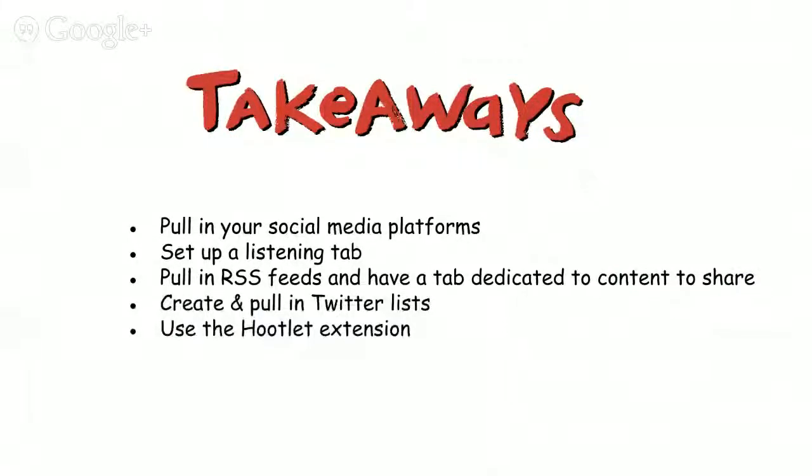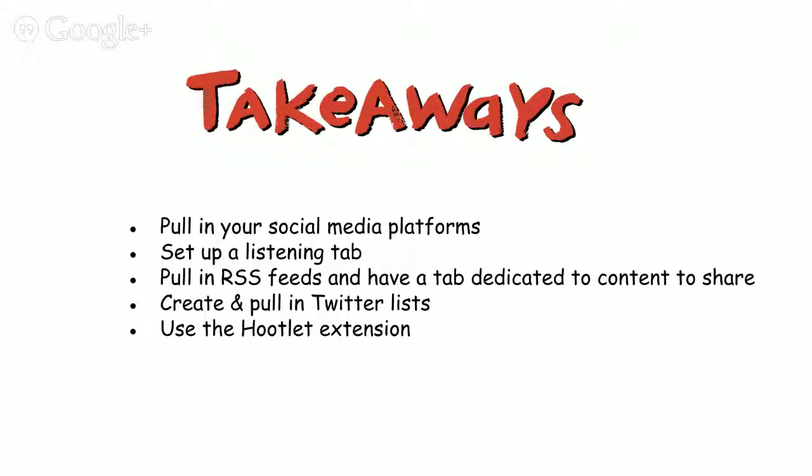So remember the takeaways. First of all, pulling in your social media platforms is really easy. Dedicate a tab to each platform. And remember, Instagram and a couple of other platforms you'll have to pull in through the apps. Then set up your listening tab. So that's your tab dedicated to listening in on those relevant hashtags and search terms. And then set up a content tab, pull in those RSS feeds.